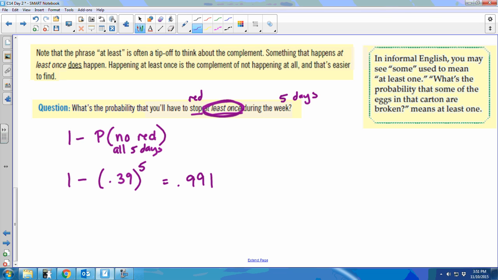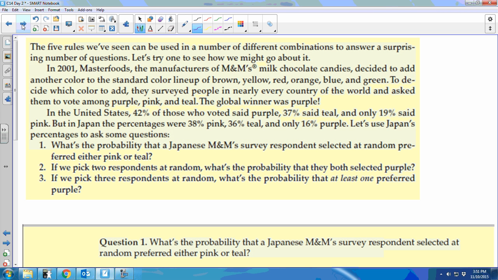Be careful because some of the questions say some instead of at least one. That means the same thing. All right. This is the type of question that's going to be the most complicated, when it says at least one. And we'll keep working on it. On the homework, there'll be plenty of examples. One more example, and I will give you the assignment.